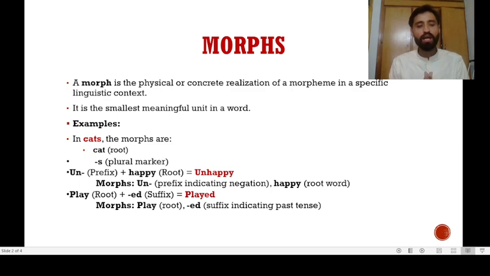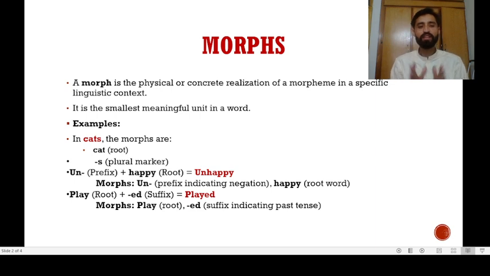Now in the next one, unhappy. Here the root word is happy and the prefix is un, and there are two morphemes involved in this example. And the next one is played. In play it is the root word, and ed at the end is a suffix that indicates the past tense.